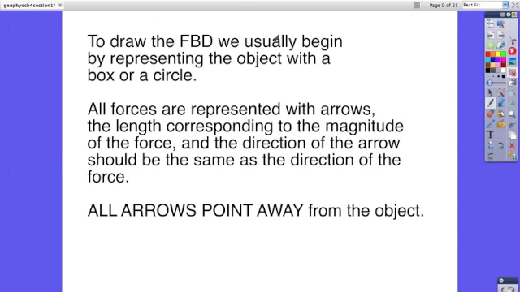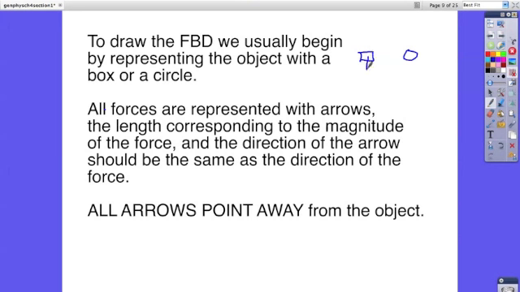To draw the free body diagram, you start by representing the object with a box or a circle. So you can draw a box that represents your object, or you can draw a circle that represents your object. And as we said before, every force that's acting, we represent with an arrow. The length corresponding to the magnitude, and the direction corresponding to the direction of the force. All arrows point away from the object.